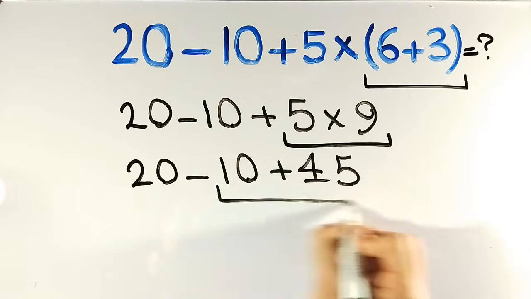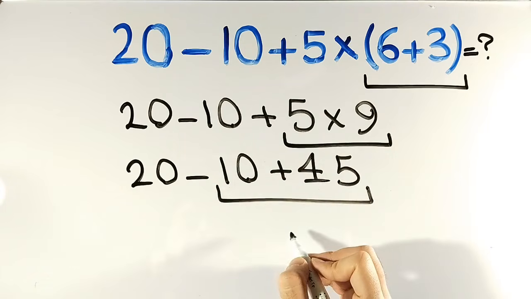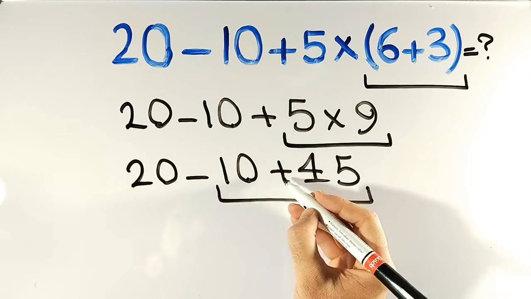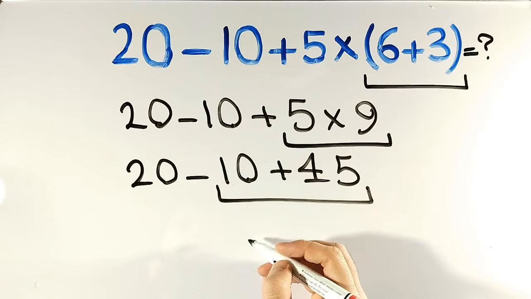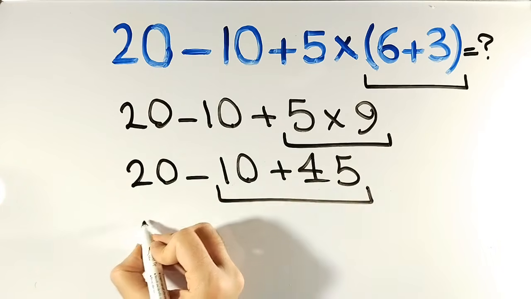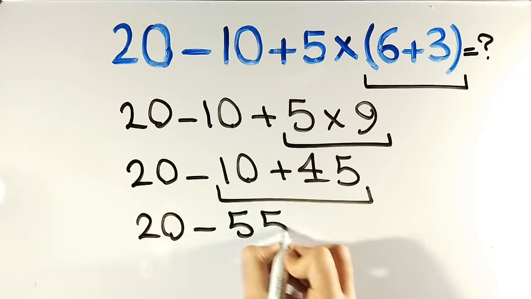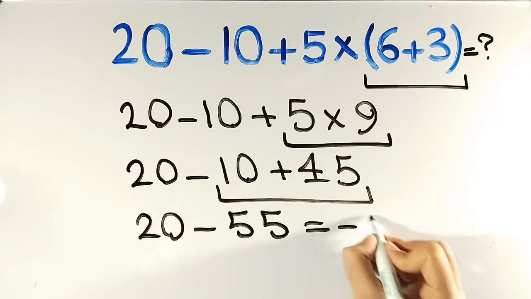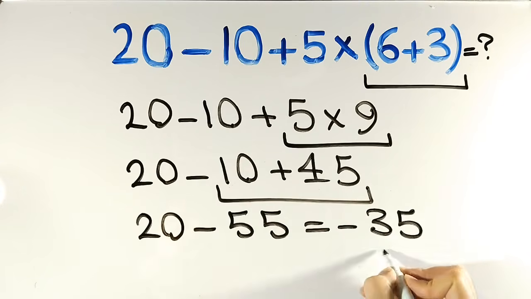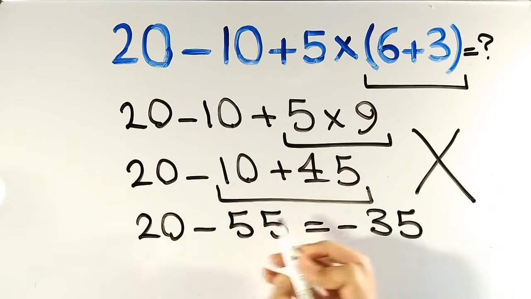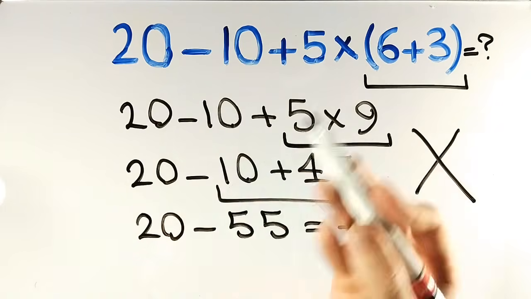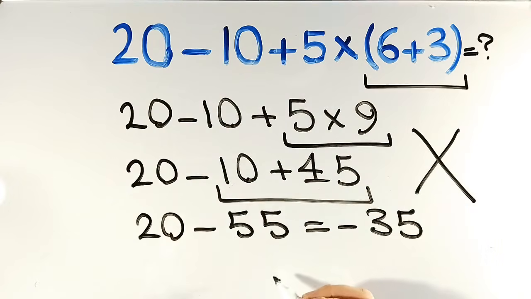Then they go for the addition between 10 and 45 because they believe addition has priority over subtraction. So, instead of this expression, they write 20 minus 55, which finally gives them the answer negative 35. But that's definitely wrong. Alright, now let me show you how to solve this expression properly.